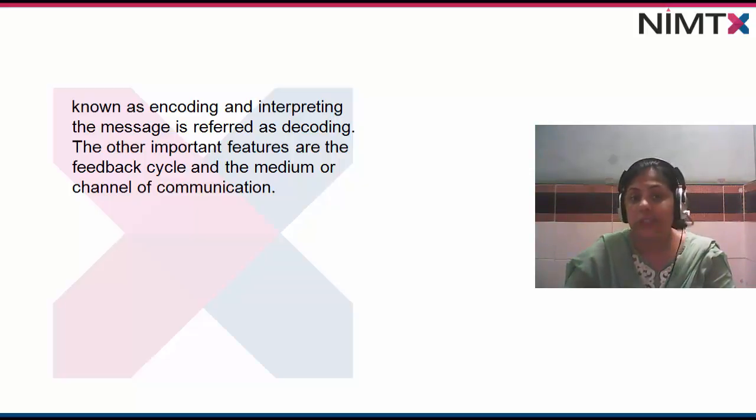The other important feature is the feedback cycle. So feedback cycle, why do you think feedback cycle is important? Because the sender has sent the message, the receiver has received it. How do we know that the receiver has correctly understood it? This is known by the feedback.